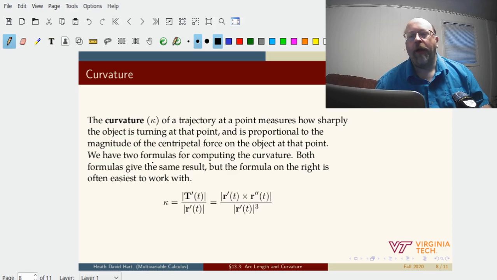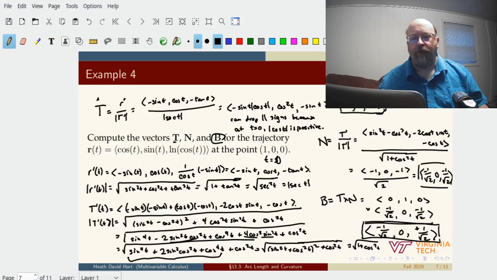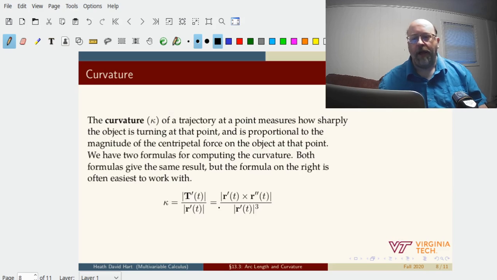We have two formulas for computing the curvature. Both of them give us the same result, but the formula on the right is often easier to work with because we're not having to compute the magnitude of T prime, which is what we did here, and that's sometimes a messy calculation. This formula only uses the original r, and sometimes that's a little faster. Okay? So both of these formulas work. They both give the same result, but sometimes the one on the right is a little faster. All right? So let's try the example on the next page.